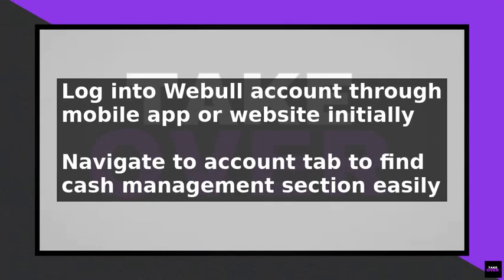To enroll in cash management on Webull, start by logging into your Webull account from the mobile app or website. Once you are logged in, navigate to the menu section, usually located at the bottom right corner of the screen, and select the Account tab. In the Account tab, scroll down to the Cash Management section and click on Enroll Now.